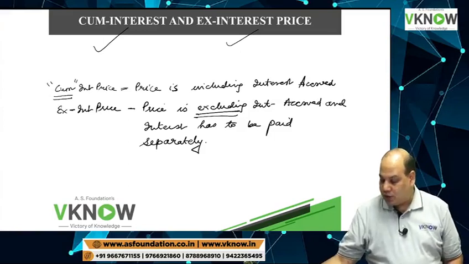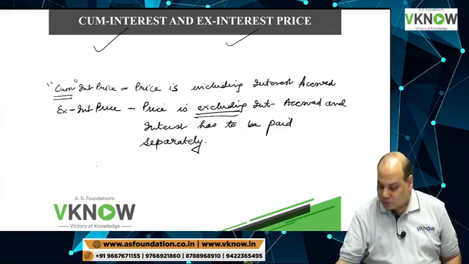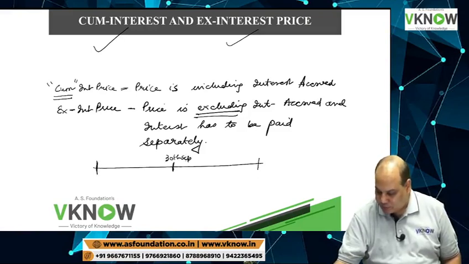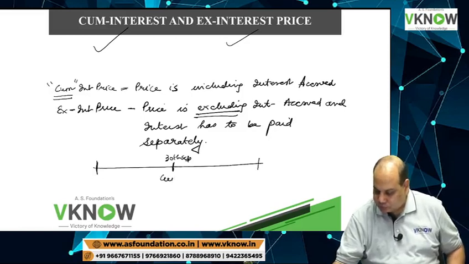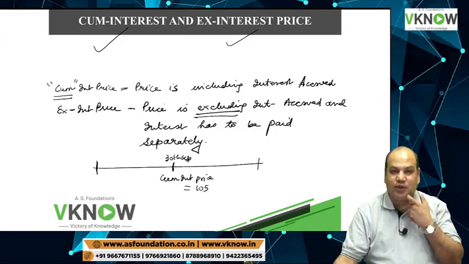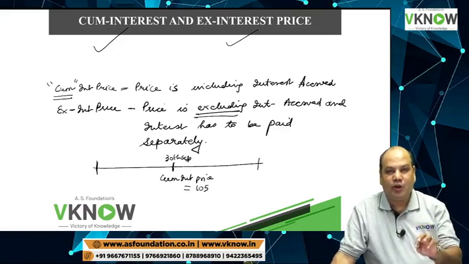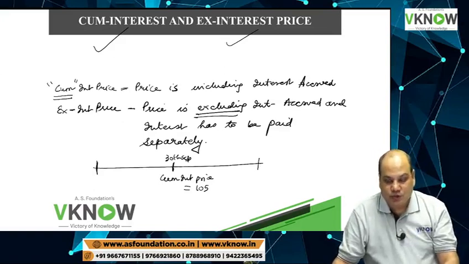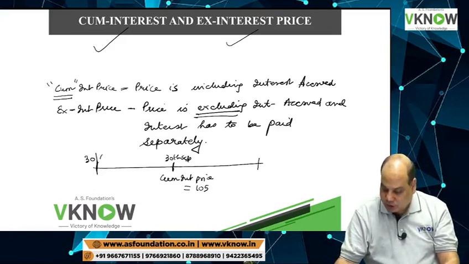So let us come back to the example of Sanket and Hardev. This is 30th September. Cum interest price, suppose all figures are assumed, is 105. It simply means Hardev will pay a total of 105 rupees to Sanket. He will not pay more than that.